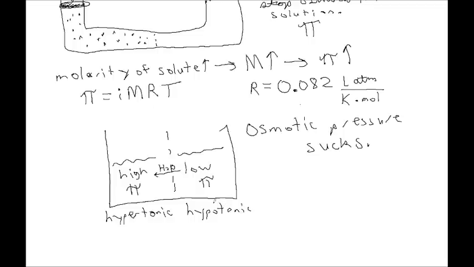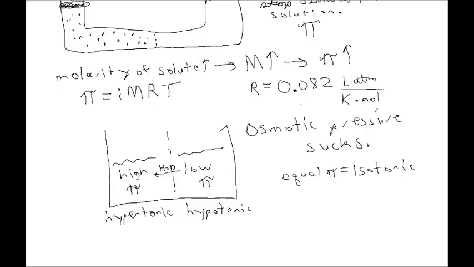So hypotonic means low osmotic pressure. These shouldn't be too hard to remember, because hypo means low and hyper means high. Hypertonic means high osmotic pressure. Hypotonic means low osmotic pressure. What's the term when two compartments have equal osmotic pressure? Isotonic. That's right. Because iso means the same, like an isosceles triangle has two equal sides.